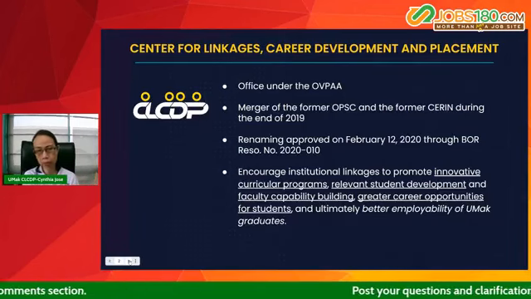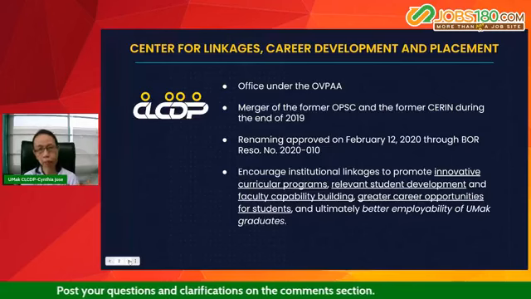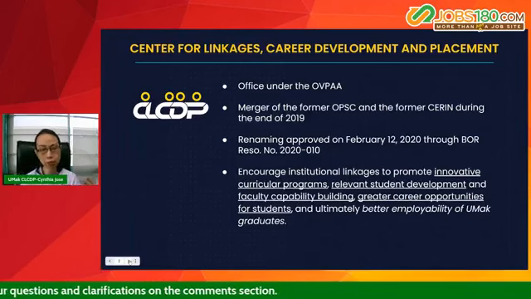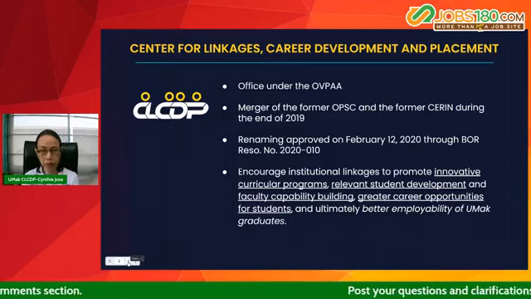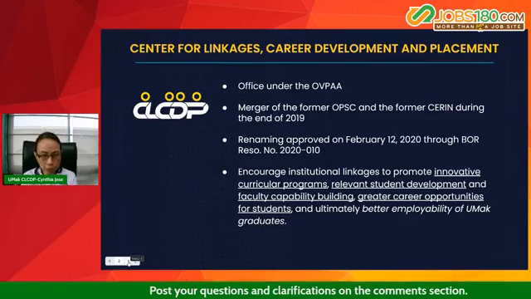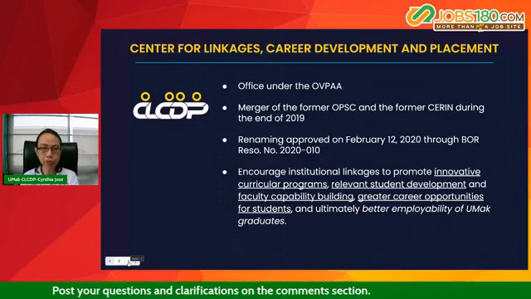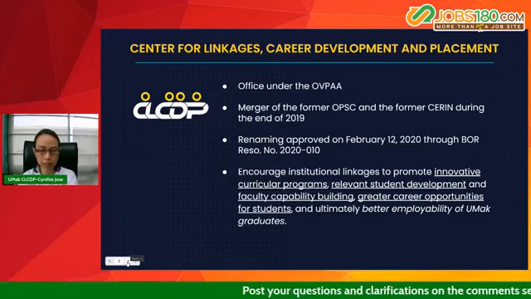The OJT placement was headed before by Director Juvie Hermosura, who is now the head of our Human Resource and Management office. So she has been moved there as head, and so the OJT and Placement Center and Serene were merged. The merged office is actually called the Center for Linkages, Career Development, and Placement. There's actually a BOR resolution for the renaming. This was just a year ago, Feb 12, 2020.